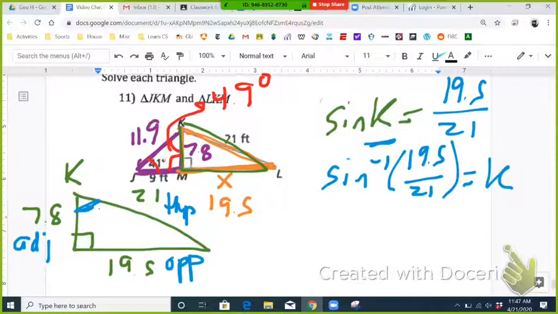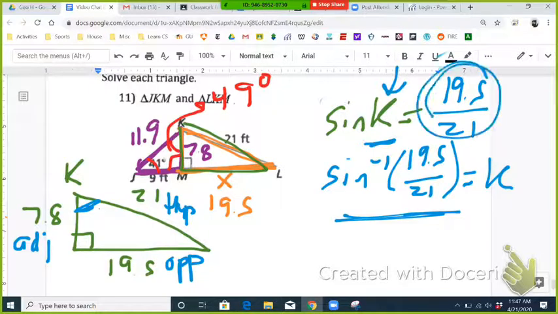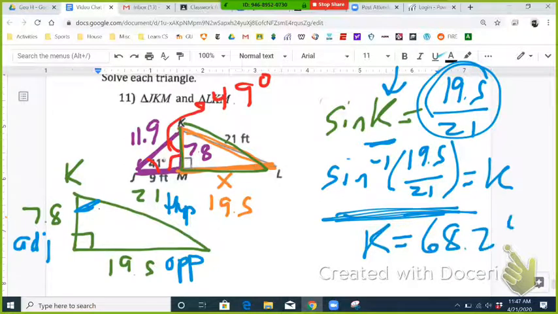So the inverse on the calculator will tell you what angle you would plug into sine to get that as a ratio. So now if I type this in my calculator, sine inverse, or arc sine, sine to the negative 1 power, of 19.5 divided by 21. It's a special button on the calculator. You can't just raise it to the negative 1 power. You get 68.2 degrees. So that's that angle there. And then once you know that, you can subtract that from 90 to find the other angle, and that's 21.8.